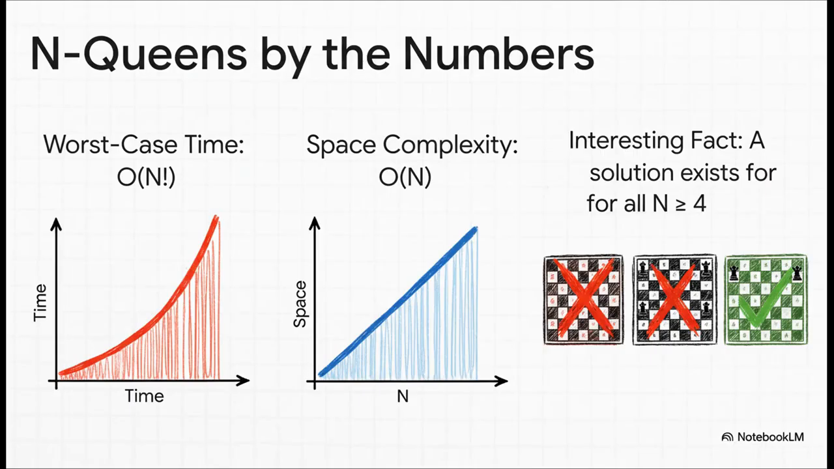Now, the time complexity here, yeah, it can look pretty intimidating. It's O(n!), which grows incredibly fast. But because we're doing all that smart pruning, it's actually manageable for reasonably sized boards. And here's a little fun fact for you. While you can't solve it for a 2x2 or 3x3 board, a solution is always possible for any board that's 4x4 or bigger. Kind of cool, right?